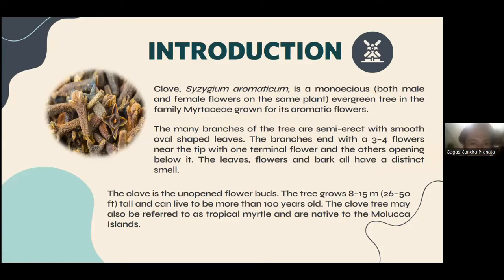So the first is introduction. Clove, or Syzygium aromaticum, is a monoecious plant, with both male and female flowers on the same plant. It is an evergreen tree in the family Myrtaceae, grown for its aromatic flowers. The many branches of the tree are semi-erect with smooth oval-shaped leaves. The branches end with three or four flowers near the tip, with one terminal flower and the others opening below it. The leaves, flowers, and bark all have a distinct smell. The clove is the unopened flower bud.